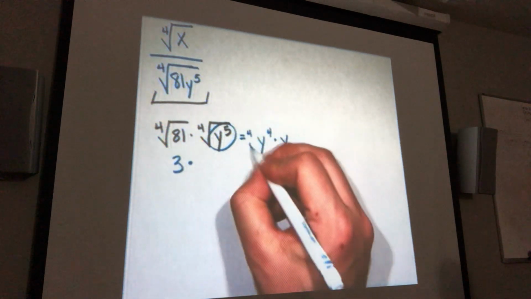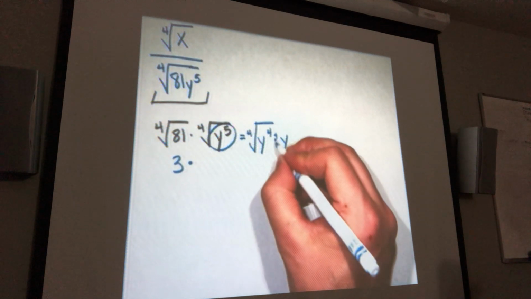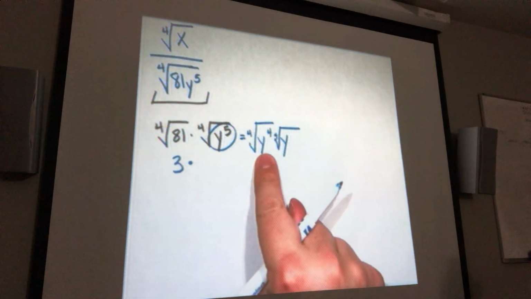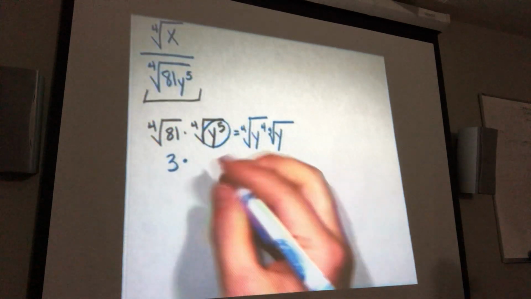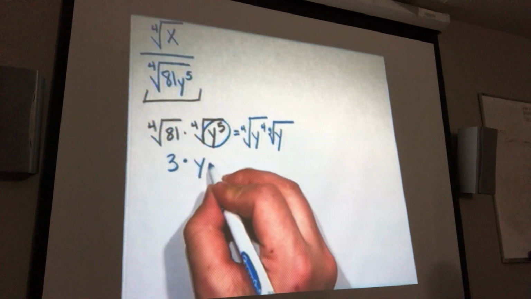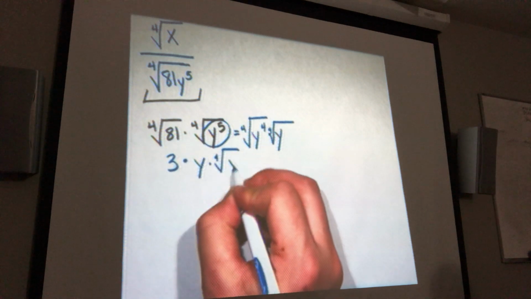So this is the fourth root of y to the fourth times the fourth root of y. What's the fourth root of y to the fourth? Y. Oh, y. Times the fourth root of y. Gosh.